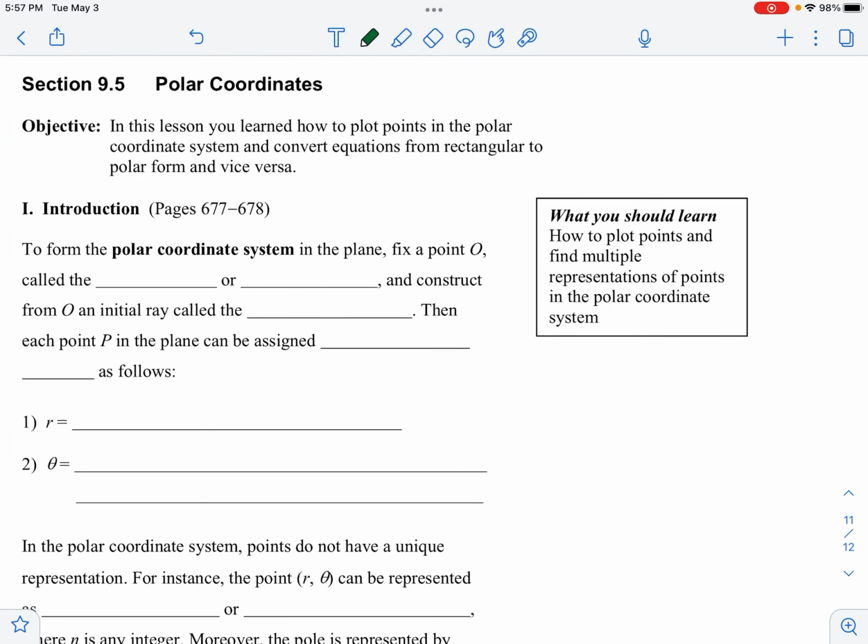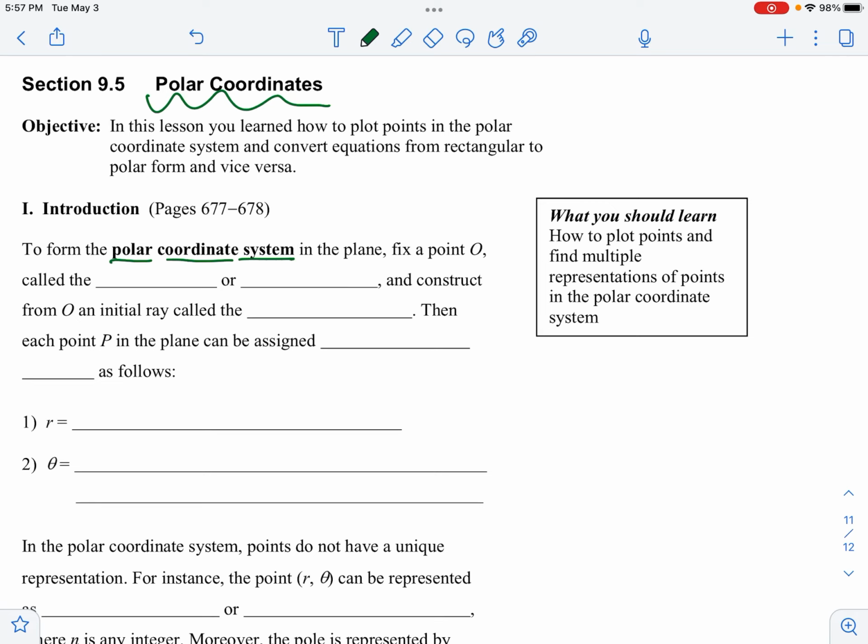Hey, let's talk about polar coordinates today. So polar coordinates you probably haven't seen before. And the polar coordinate system is kind of like the idea of describing something on a coordinate grid, but instead of a grid, these look kind of like concentric circles.